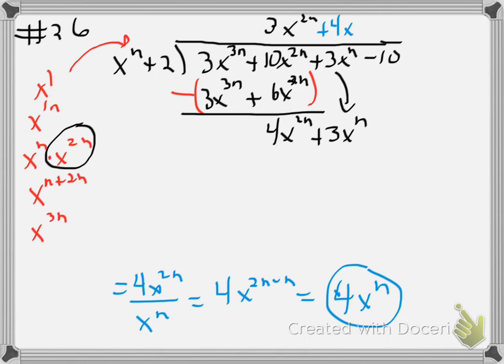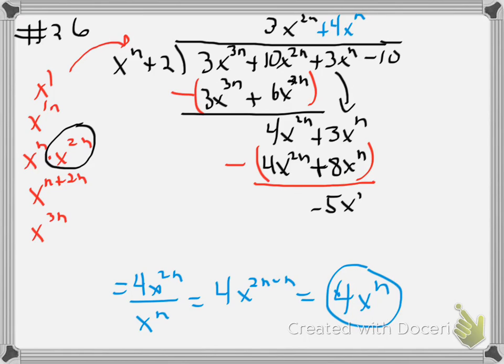4x to the n power. 4x to the n power times x to the n power, we already know, is 4x to the 2n, which is why we did it. And then 4 times 2 is 8x to the n. Now I'm going to again subtract. And that's going to give me 3 minus 8 is negative 5x to the n.